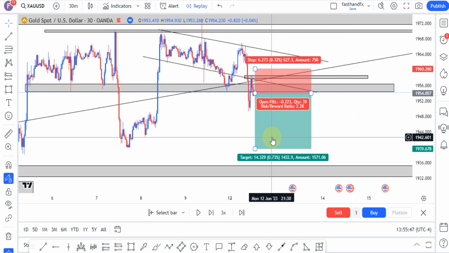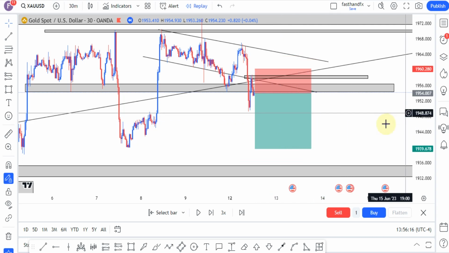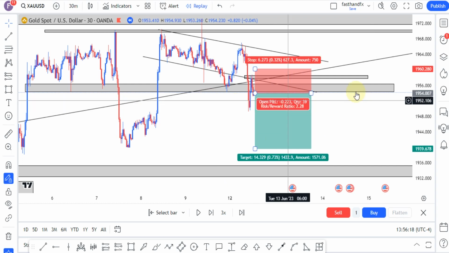If you use a small lot like 0.01, you'll expect to get $14 from this entry. But if you use a standard lot, you'll be expecting to get $1,400 for this. So this is a very good risk to reward ratio. That's 1:2. You are risking 1 to take 2 from the market. So let's see, guys, if the market does respect this.